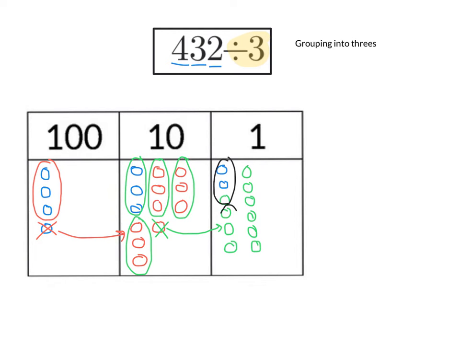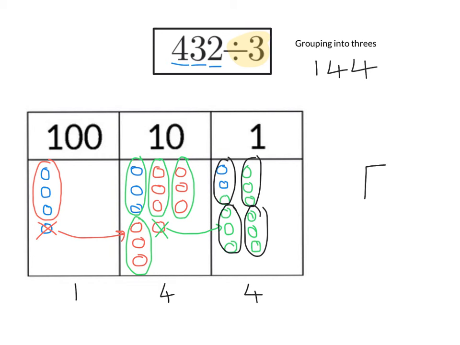1, 2, 3, 4. So let's go back and look at how many groups of 100 did we have? We had 1 group. How many groups of 10 did we have? We had 4 groups. How many groups of 1 did we have? 4. So my answer is 144. Now let's look at what that means in relation to bus stop method, or short division.